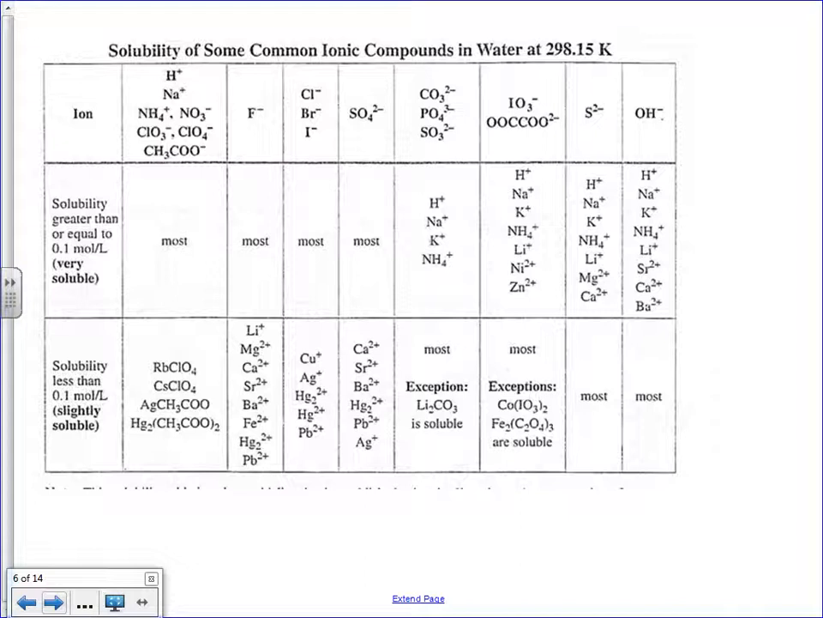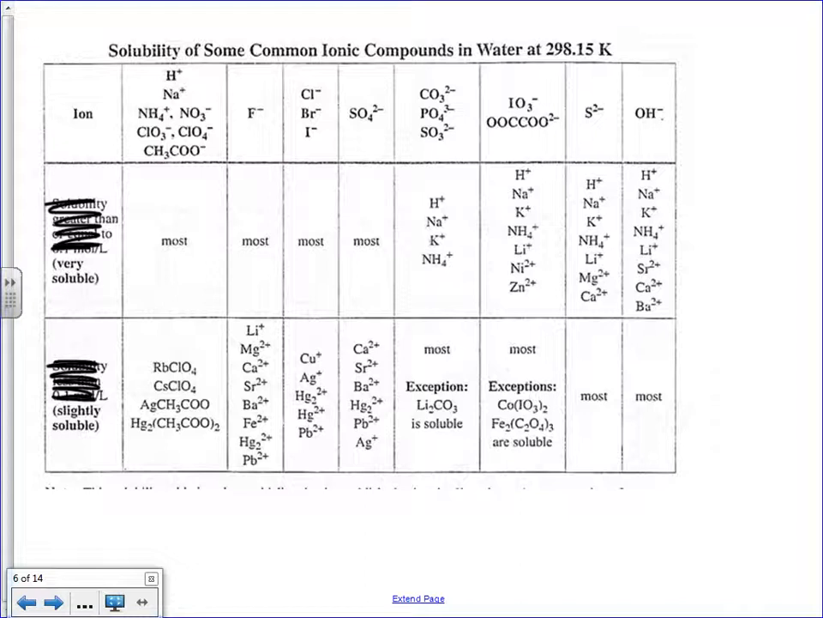Along the top, you'll see that there's mostly negatively charged ions, with the exception of the first column where we have hydrogen, sodium, and ammonium. But for the most part, we're looking at negatively charged ions. And then down below we have two other rows. The first row says solubility greater or equal to 0.1 mole per liter. Essentially, the first row is things that are very soluble. The second row, things that are essentially not soluble. Very slightly means they hardly dissolve at all.